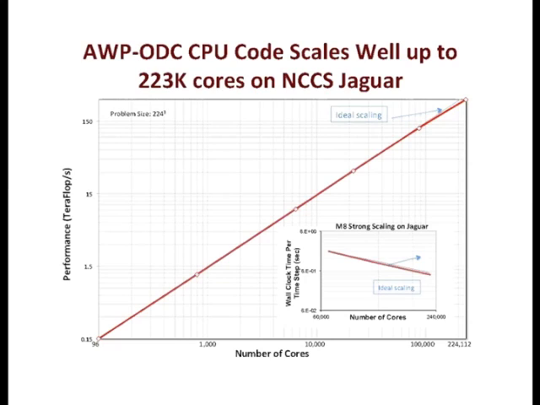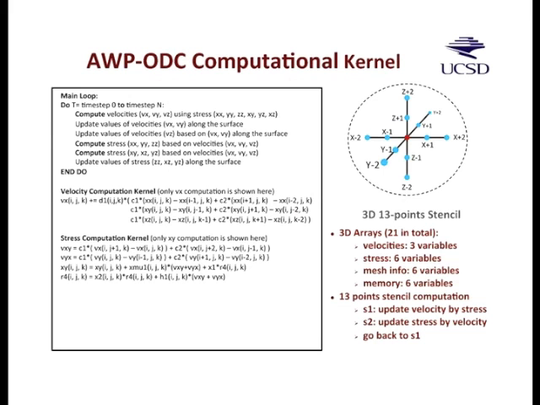The code scales well on the CPU, showing both strong scaling and weak scaling. We even see superlinear speedup with the strong scaling because of effective cache use, as many of you know. The computational kernel part is pretty straightforward. For each iteration in the time loop, you update the velocity by the stress, and then update the stress by the velocity. There are 21 arrays involved, depending on the boundary condition. For the PML, we need a few more variables.